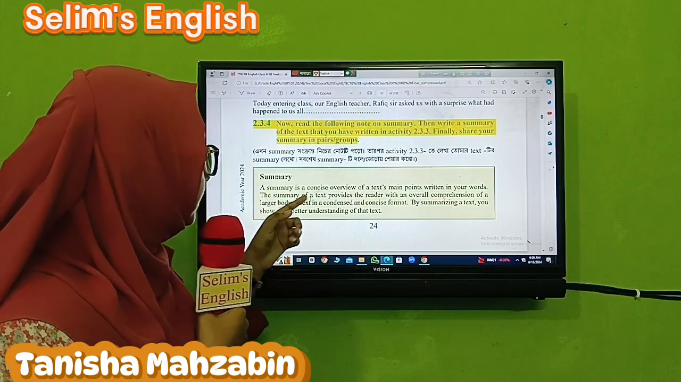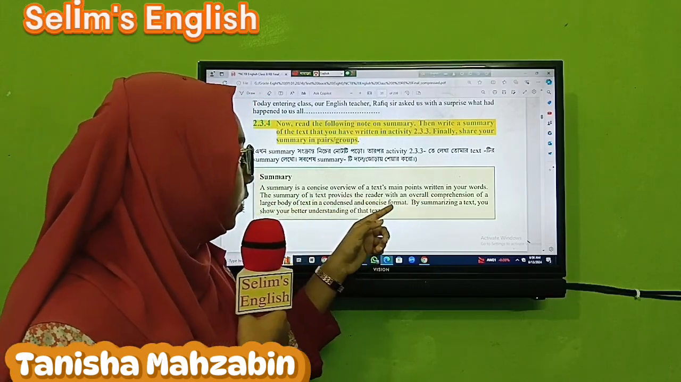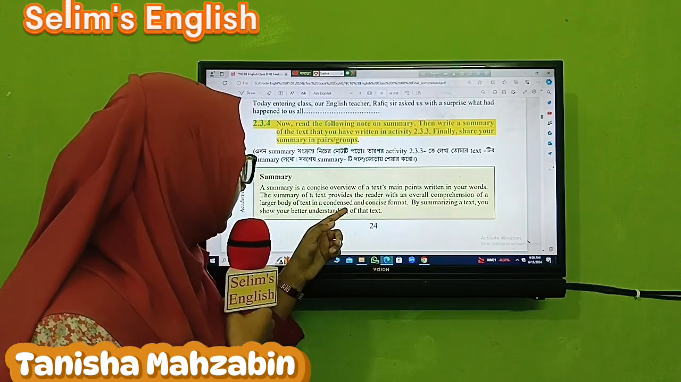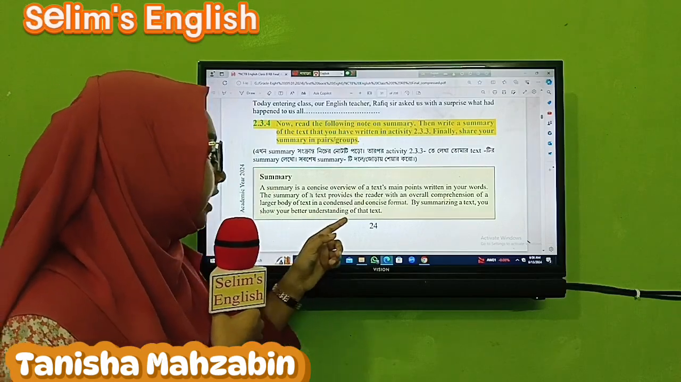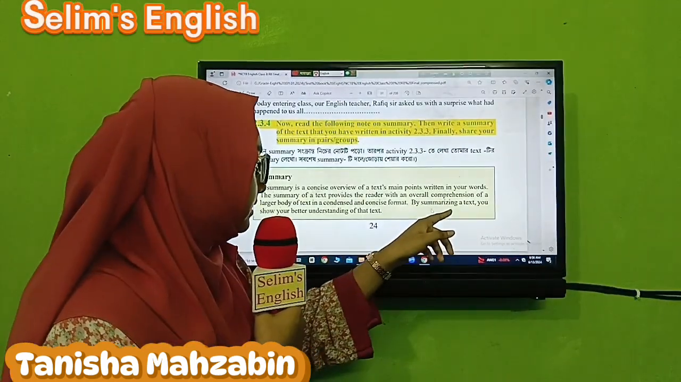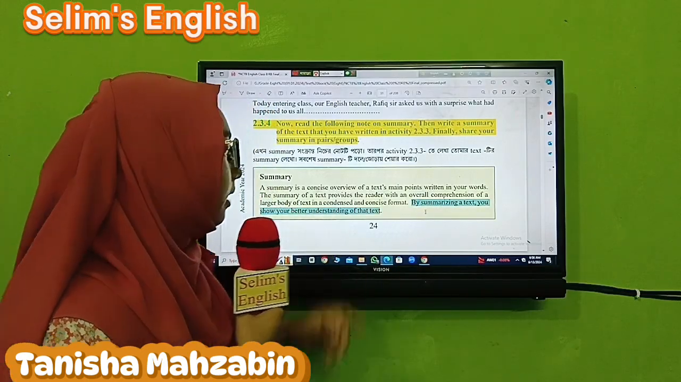A summary is a concise overview of a text's main points in your own words. A summary of a text provides the reader with an overall comprehension of a large body of text in a condensed and concise format. By summarizing a text, you show your better understanding of the text. So here is the advantage of summary.